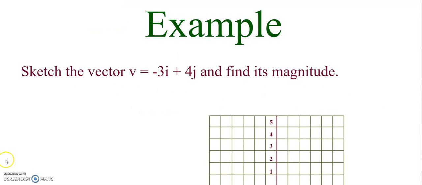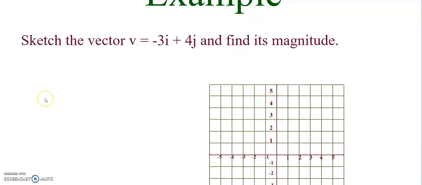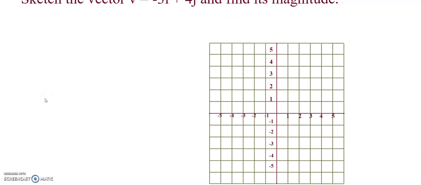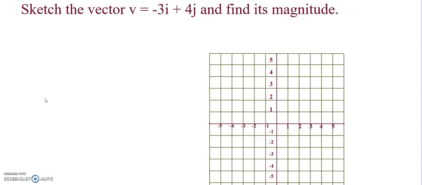Okay, so let's do an example. Sketch the vector v equals negative 3i plus 4j and find its magnitude. Well, if I have negative 3i, that means I go left 3, 4j, I go up 4. So the vector is this vector. What's the magnitude?